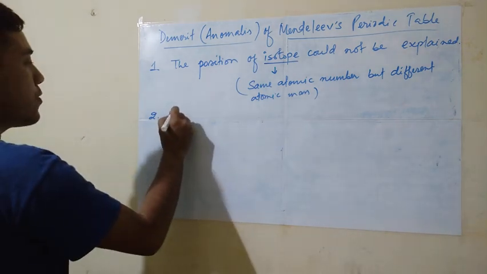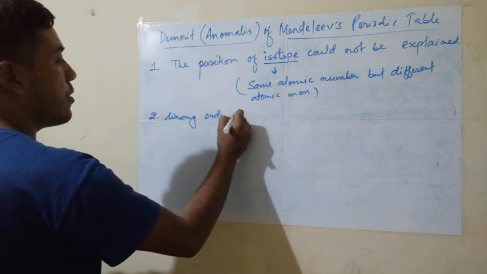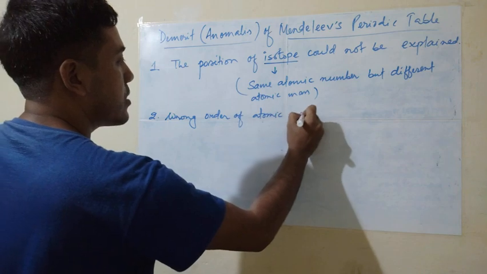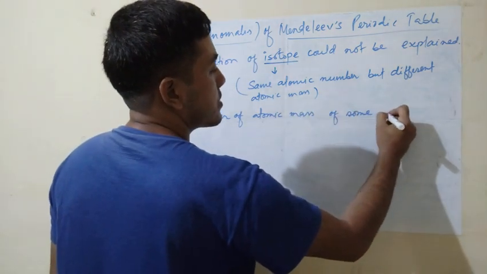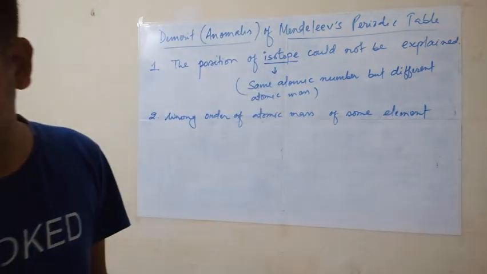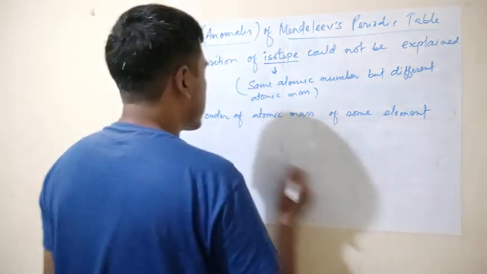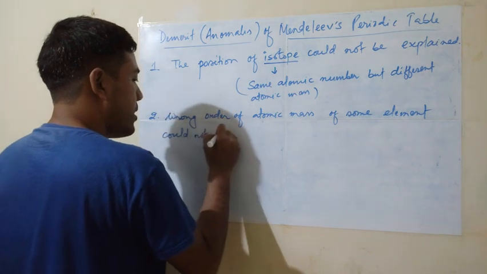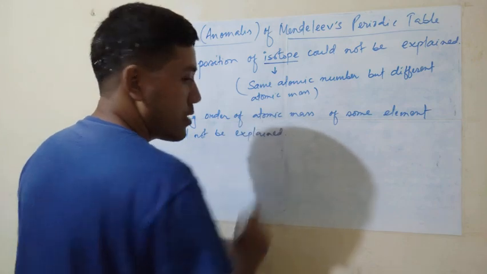Next, number 2, another demerit is the wrong order of atomic mass of some elements. The wrong order of atomic mass of some elements could not be explained.